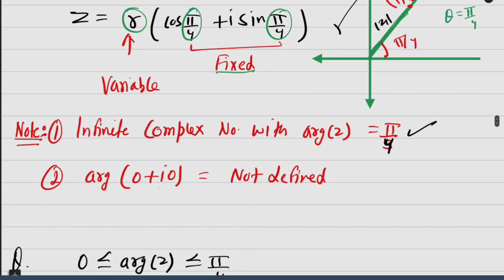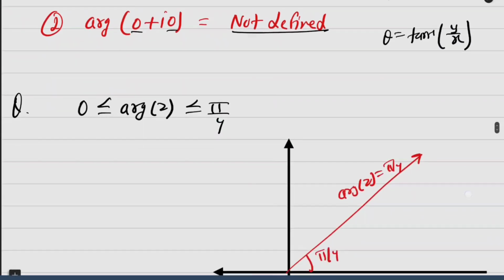And the second more important thing: argument of 0 plus iota 0, that is if z equal to 0. So the real part is 0 and the imaginary part is also 0. So here the argument is not defined. Why? Because argument is given by tan inverse y over x, so both cannot be 0 at the same time. Okay, so it is not possible.